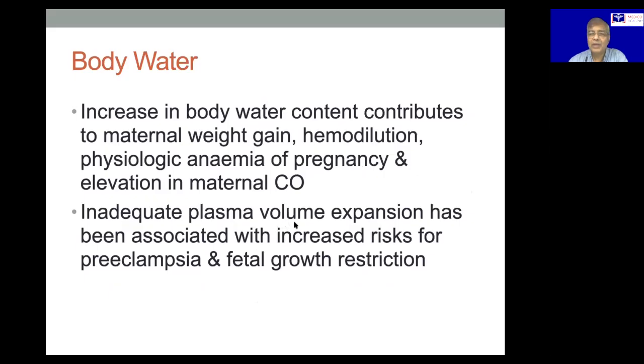Inadequate plasma volume expansion has been said to be associated with increased risk of preeclampsia and fetal growth restriction. So it is very important that the pregnant woman does have water accumulation and increases the plasma volume to avoid the problems of pregnancy.